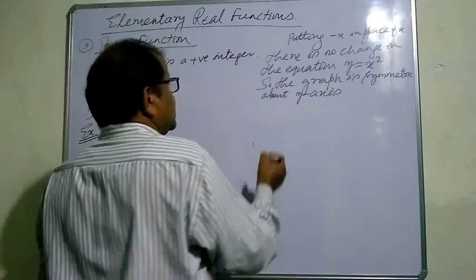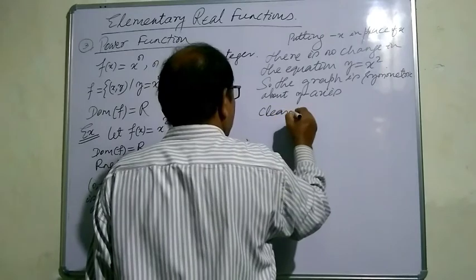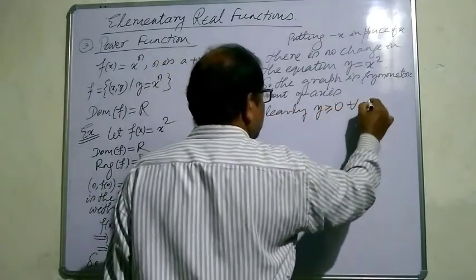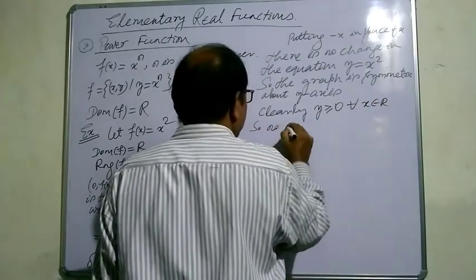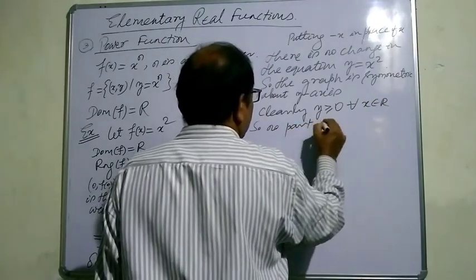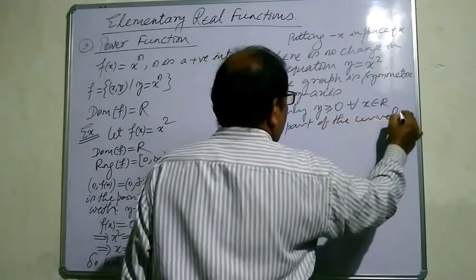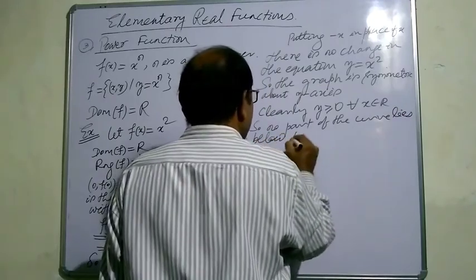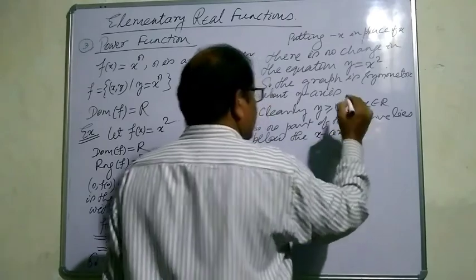And clearly y is greater than or equal to 0 for all x belonging to R. So no part of the curve lies below the x-axis. This is the idea.